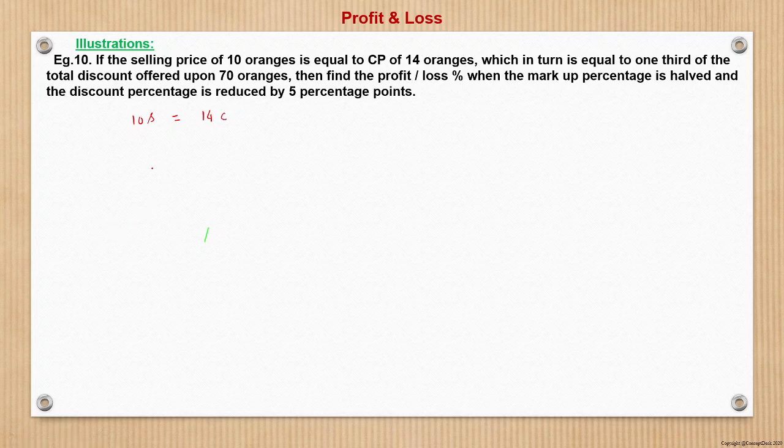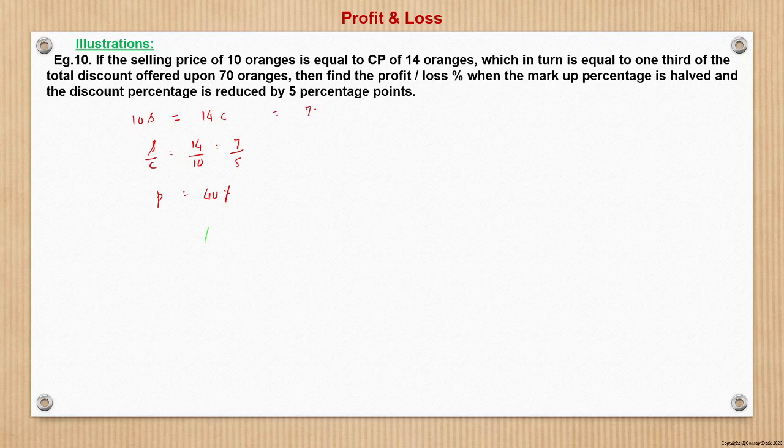So from here we can say that S by C is nothing but 14 by 10, which can be simplified as 7 by 5. So profit percentage is nothing but 2 by 5, which is 40%. Directly we can say so. S is selling price, C is cost price. And further it is said that this is equal to the total discount offered upon 70 oranges.